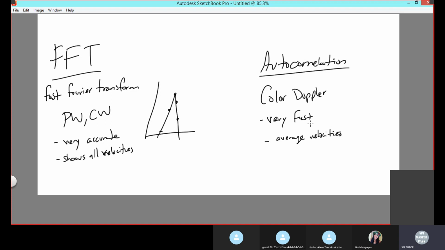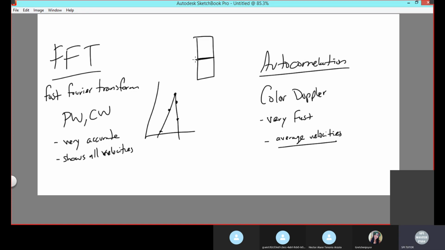Autocorrelation is very fast. That's what it has going for it. FFT is very accurate. That's its pro. Autocorrelation is very fast. That's its pro. It is not very accurate because it gives you average velocities.